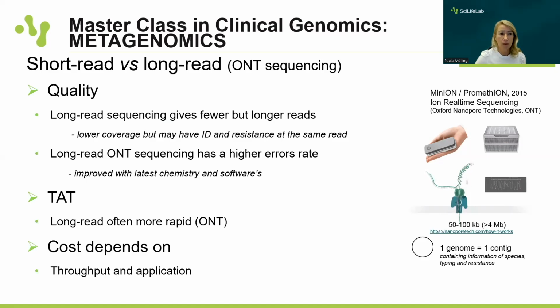If we compare the quality, the long read sequencing gives fewer reads, but often longer reads. And the fewer reads, of course, also give a lower coverage. But this is really good when you have long reads. You may be able to find both the ID of the pathogens combined with the resistance in the same read. And the long read ONT sequencing also has higher error rates, unfortunately.